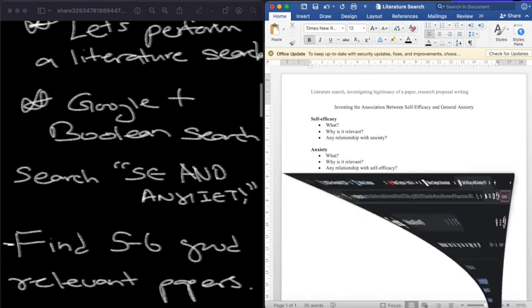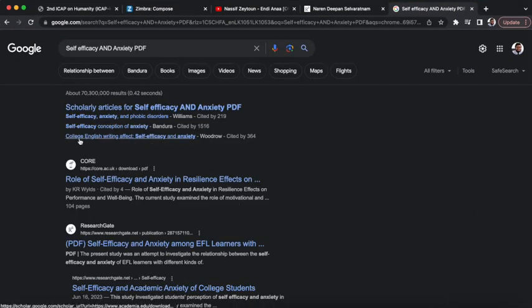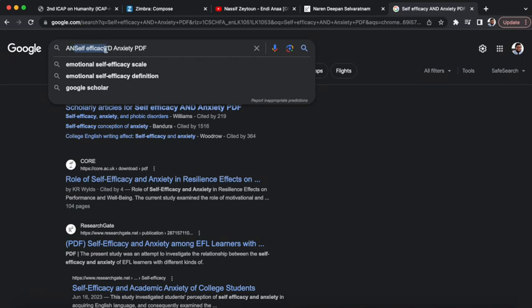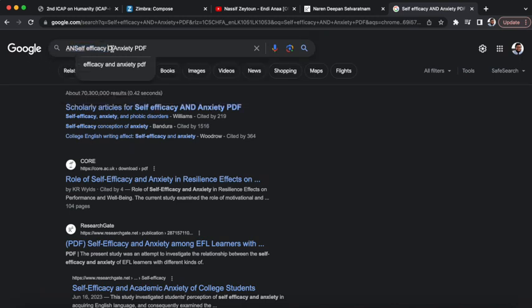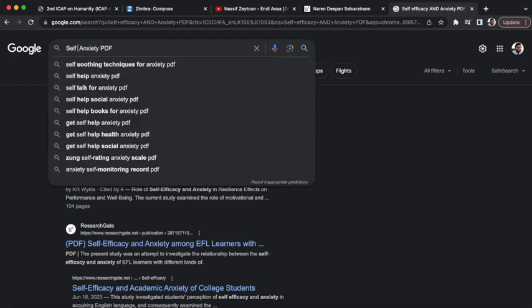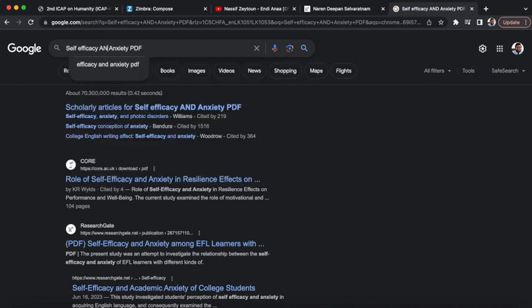Now let me open up my Google here. Okay. I have just written here self-efficacy, and you can clearly see here, okay, just messed it up, self-efficacy and anxiety. This AND is the divider that I have here. So I am interested in finding self-efficacy and anxiety. Then I'm writing it as PDF. So I want Google to give me search results that are all PDFs, but it all explains self-efficacy and anxiety.